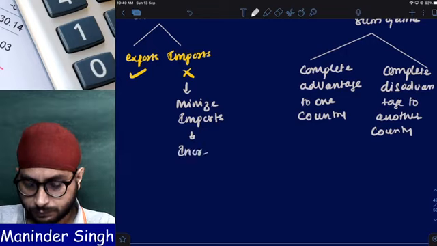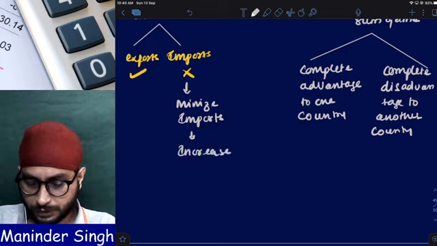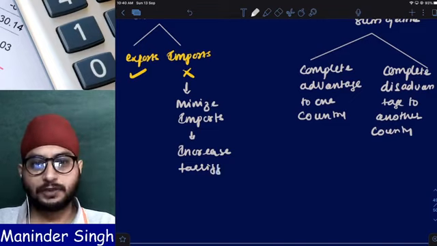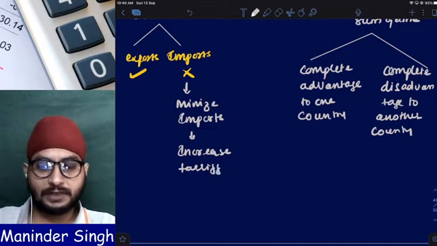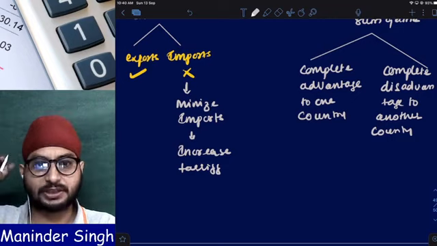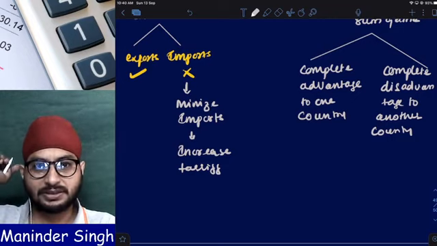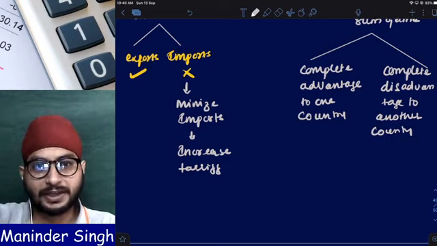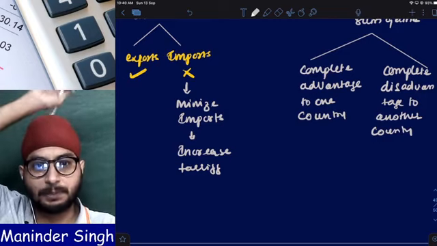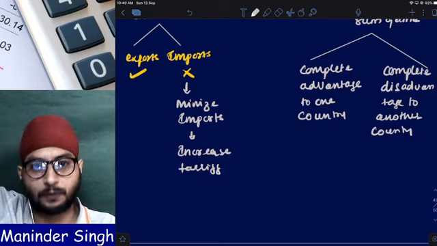Increase what? Tariff. Remember prohibitive tariff. I will increase the tariff to such an extent that people will think before exporting to my country. When people from other countries are thinking, they might export, they might not export. From them it is export.